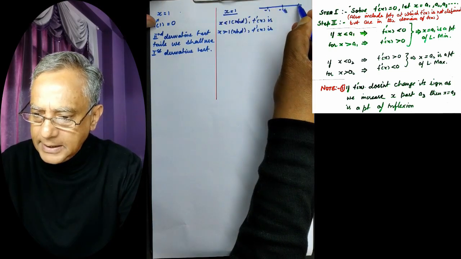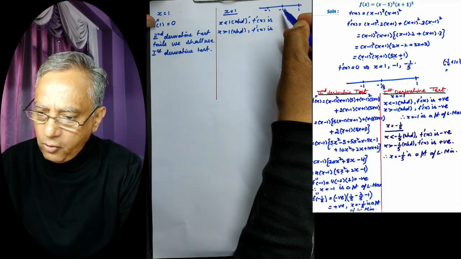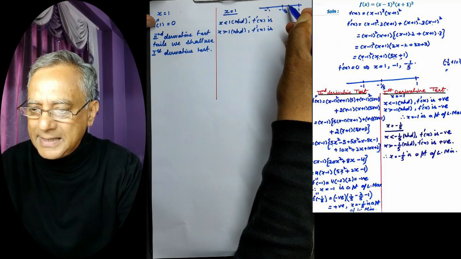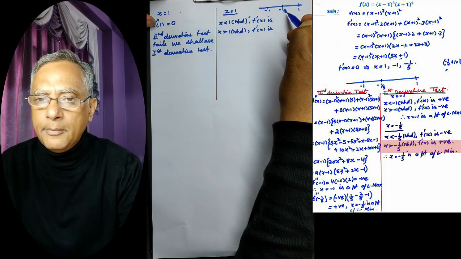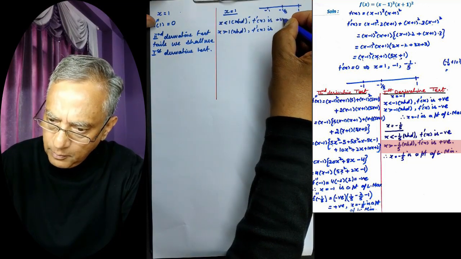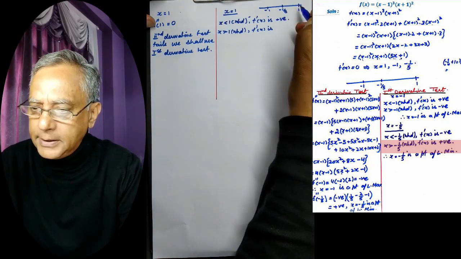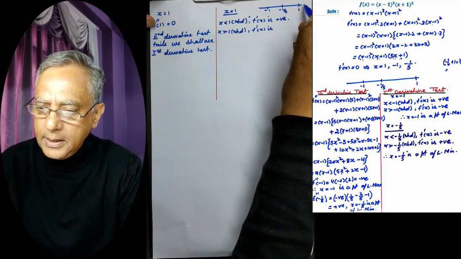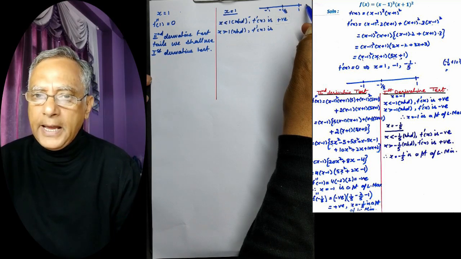So for x less than 1, the sign in this interval will remain the same throughout. Therefore, for x greater than minus 1 by 5, the sign will be the same as for x less than 1. We have already found the sign for x greater than minus 1 by 5, and it was positive. f dash x is positive. And for x greater than 1, take any point in this interval 1 to infinity. The sign will remain the same. You can take x equal to 2. So at x equal to 2, we find the sign of f dash x.